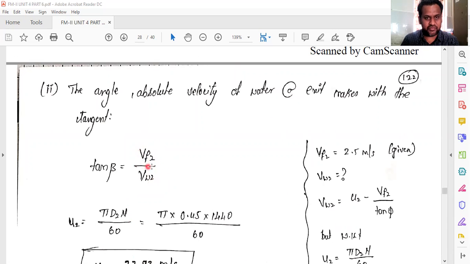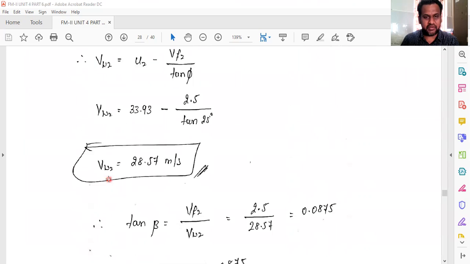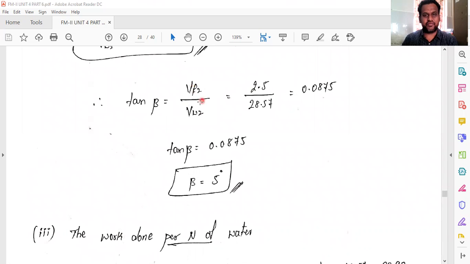VW2 calculated, VF2 we have, so easily you can calculate tan beta. tan beta is equal to VF2 divided by VW2 is equal to 2.5 divided by 28.57. That comes 0.0875. Tan inverse of 0.0875 is nothing but that is beta is equal to 5 degree. So you got the second answer.